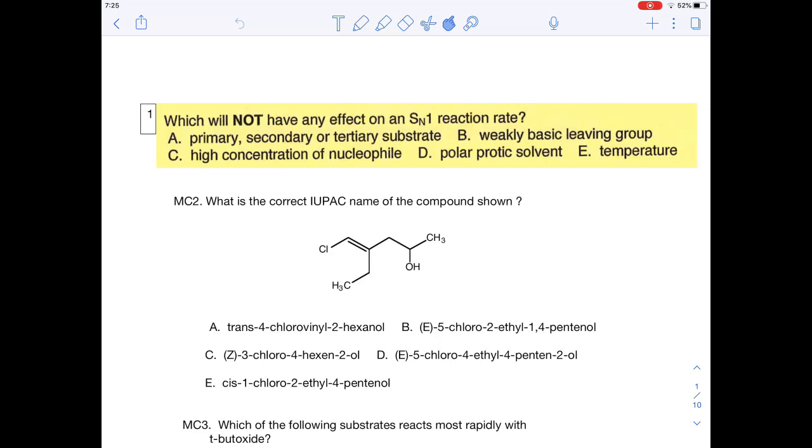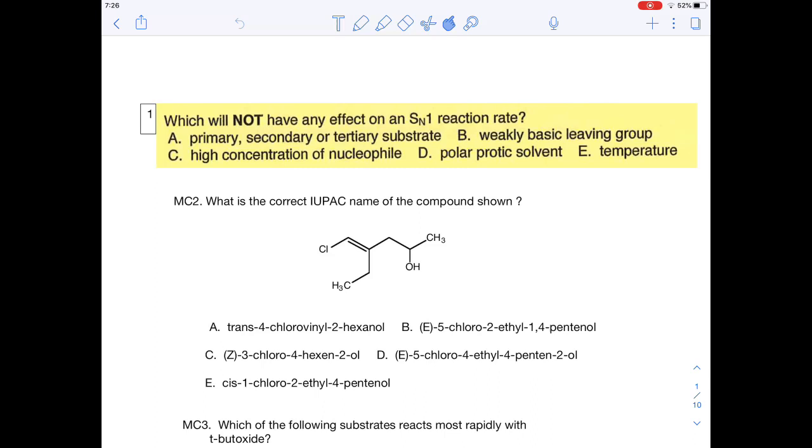So looking through the answer choices, it says A, primary, secondary, tertiary substrate. Well, we know that they prefer a secondary or tertiary substrate, so that does have an effect on the rate. A weakly basic leaving group is letter B's option, and the reason why this can have an effect on the rate is because if it's a strong leaving group, it's going to be easier to leave and the rate will be quicker, but if it's a weak leaving group, it won't leave as quick, which is why you have to protonate OH to make it water so that it leaves better and quicker.